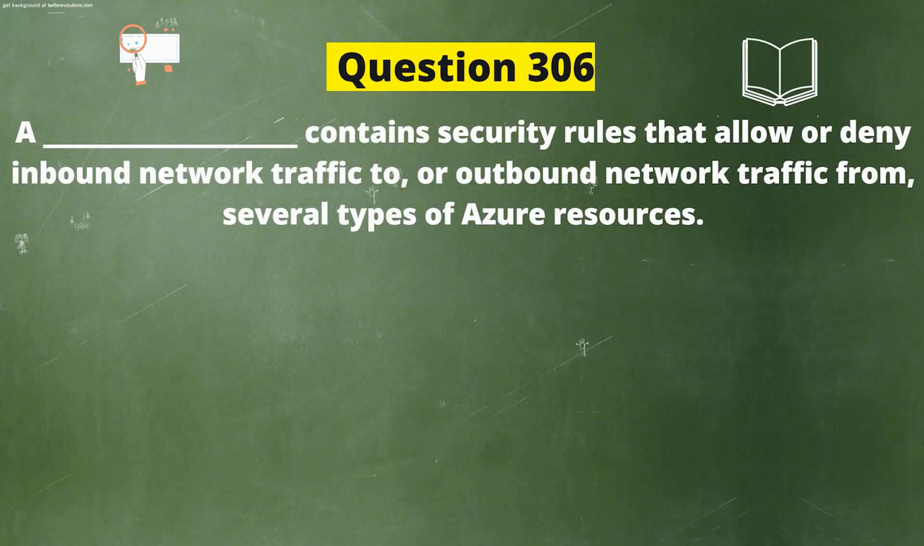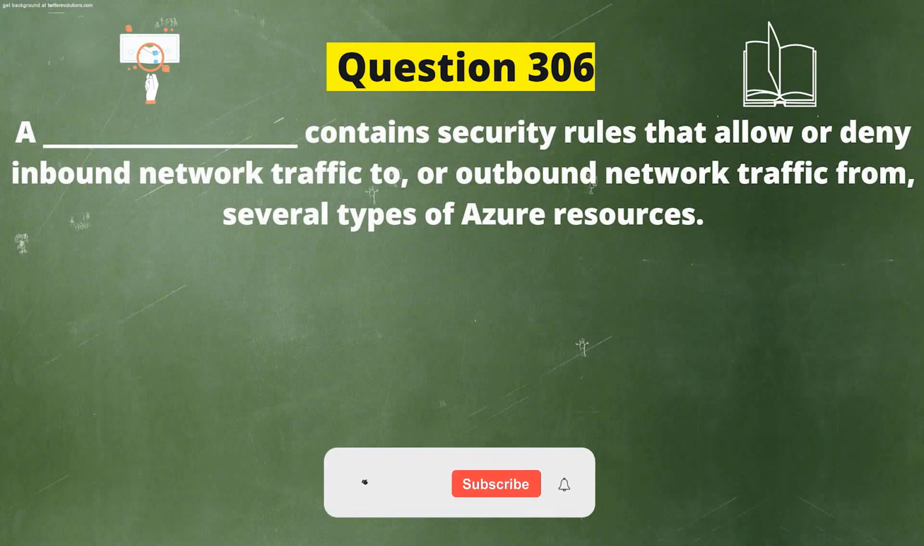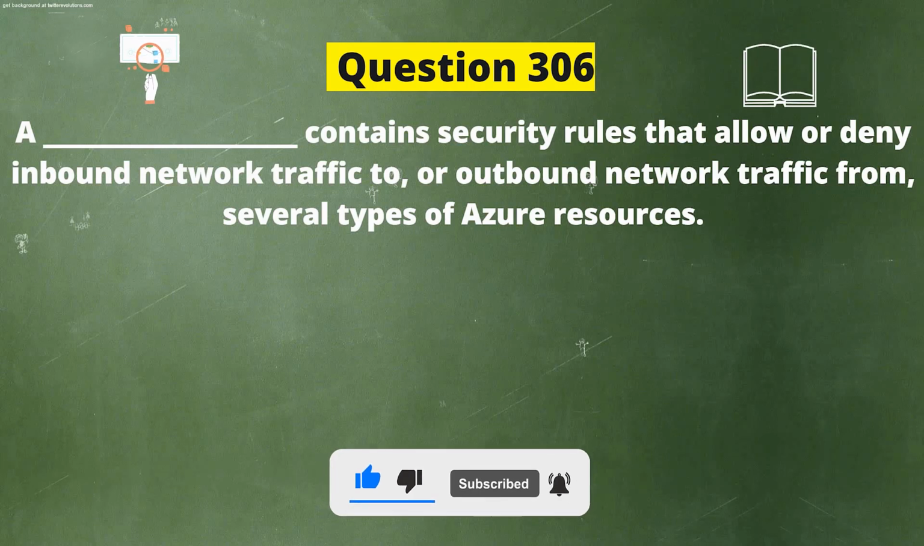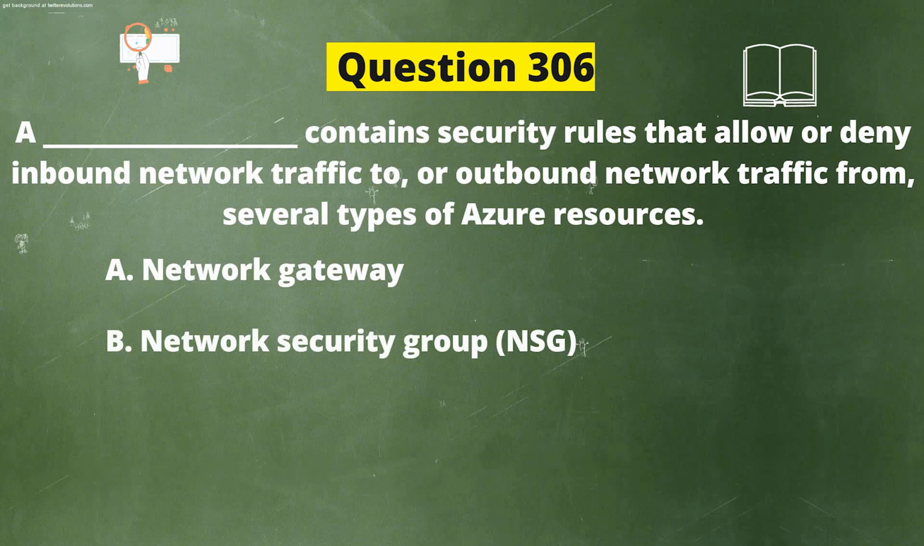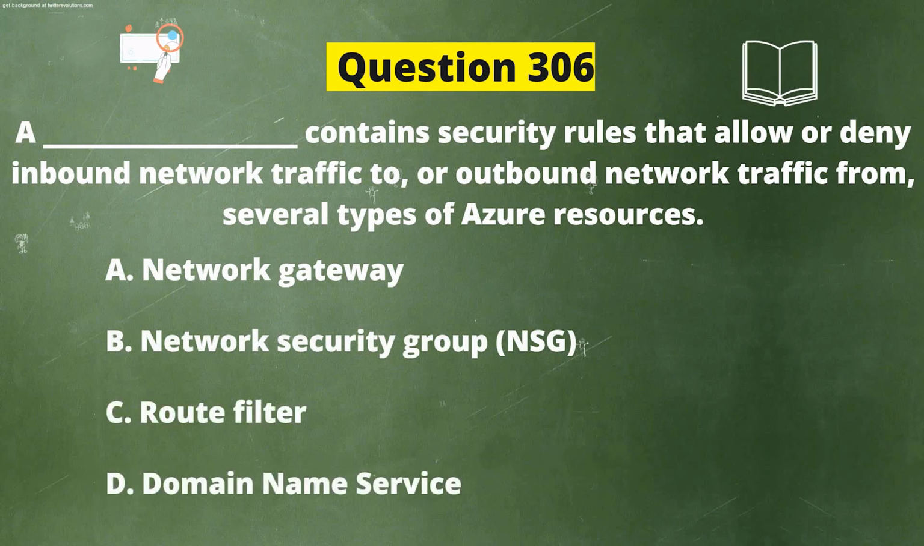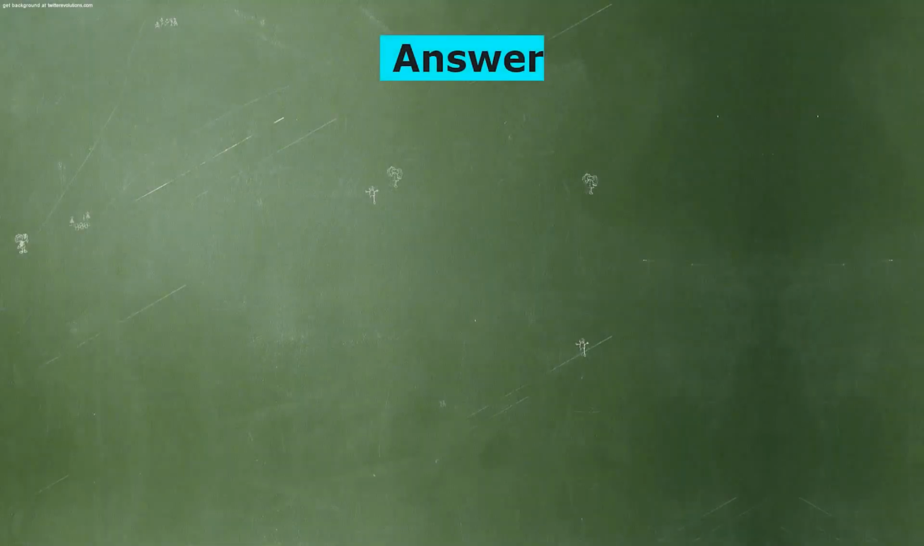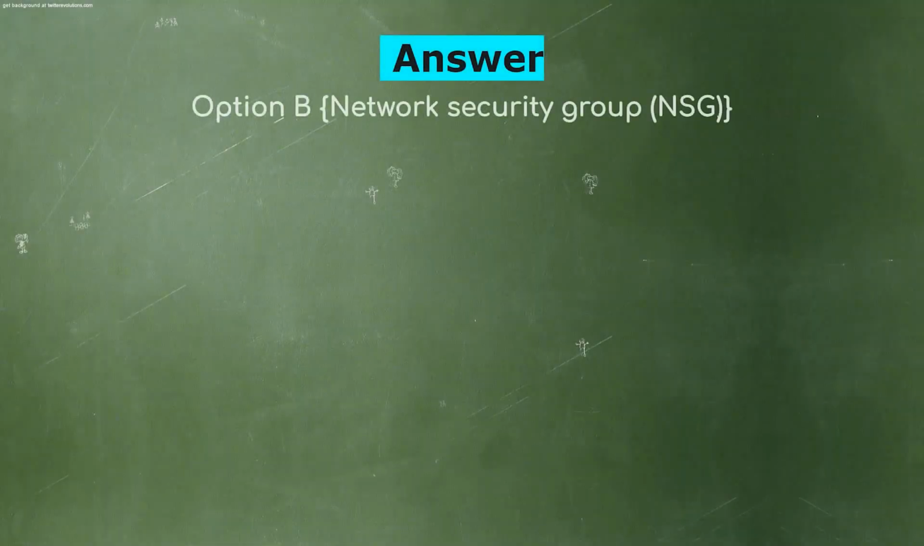Next question. A dash contains security rules that allow or deny inbound network traffic to or outbound network traffic from several types of Azure resources. And the options are A. Network gateway, B. Network security group, C. Route filter, D. Domain name service, and the correct answer is option B.